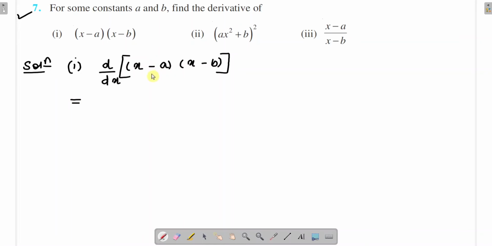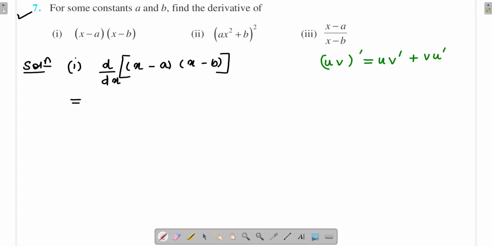Now this function is of the type uv. So if you remember the formula for the derivative of uv, what it is? So uv prime is equal to u, that is the first function, multiplied by derivative of the second, that is v prime, plus the second function multiplied by the derivative of the first one, that is u prime.